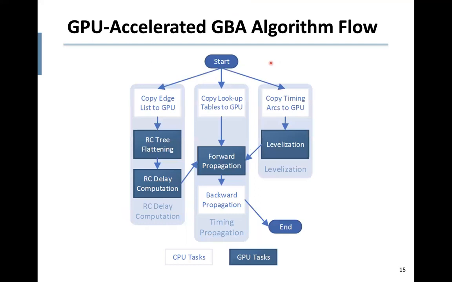And this slide shows the overall algorithm flow for our GPU-accelerated GBA. We implement our algorithm on top of OpenTimer, and this figure shows we offload the levelization, RC timing update, and the gate delay update to GPU. These are the three most time-consuming tasks in GBA. Other tasks such as backward propagation to compute the required arrival time remain on CPU because their complexity and data size are fairly small. There's no benefit from doing that on GPU.